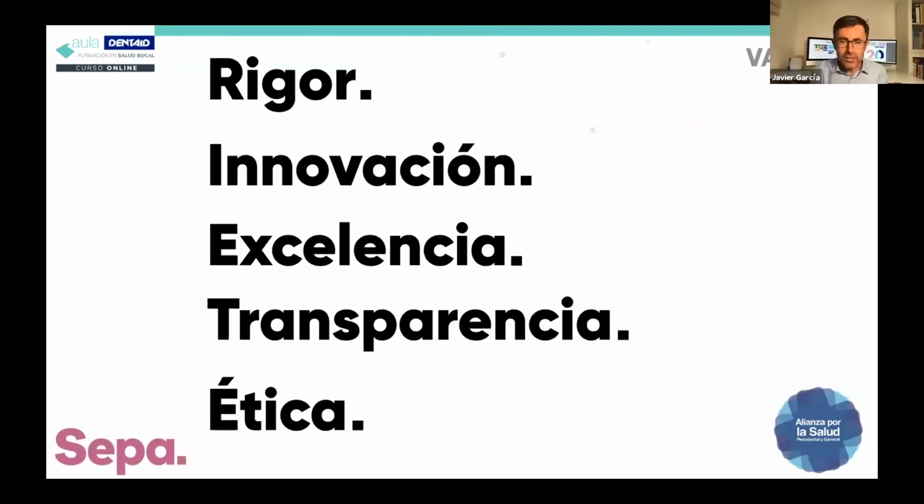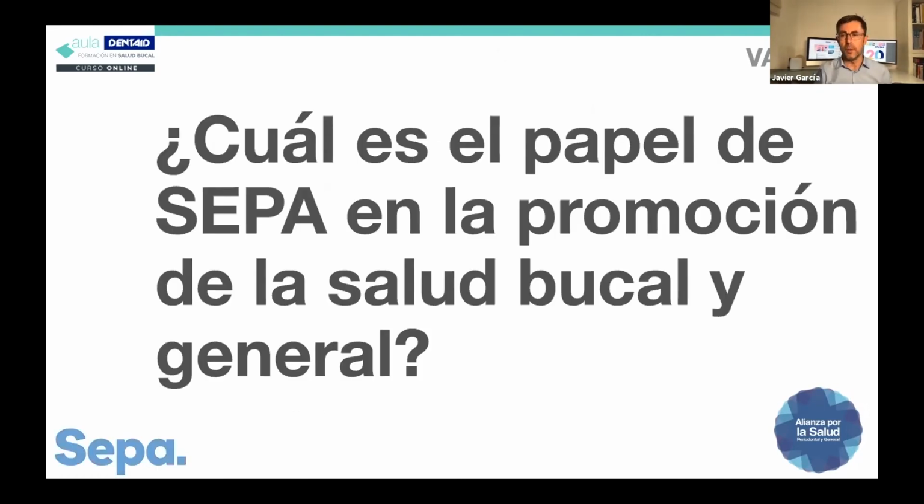And why is the essence still the same if the world has changed so much? Because the values have guided this development. If you read this from top to bottom, you can see a very nice word in Spanish, riete, laugh, rigor, innovation, excellence. And one thing which is really important for an organization which is focused on the general interest, which is transparency and ethics. These are basically the same values as 60 years ago. And they will continue to be maintained so that the scientific society, as SEPA, can fulfill its role.